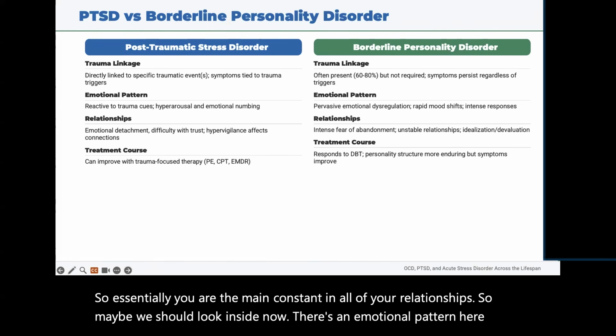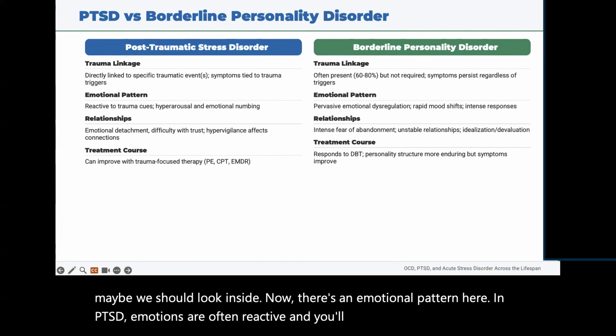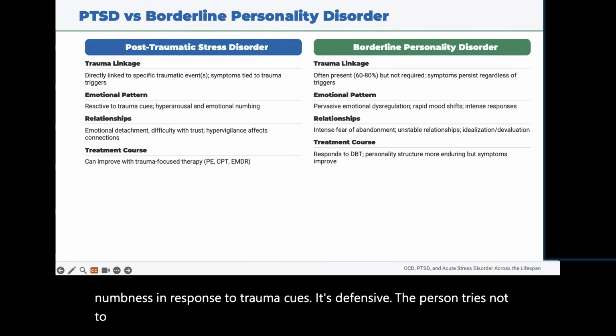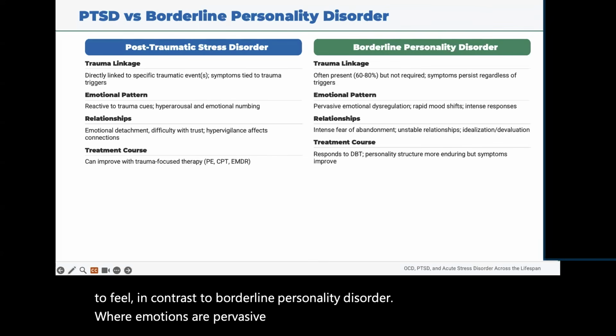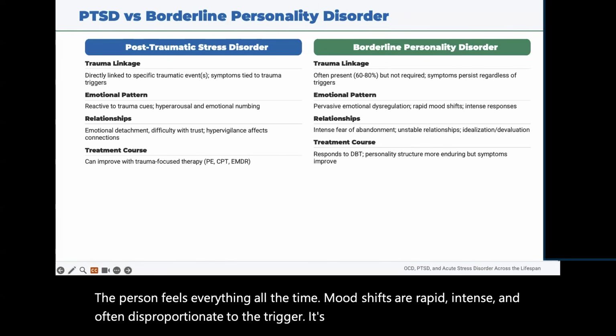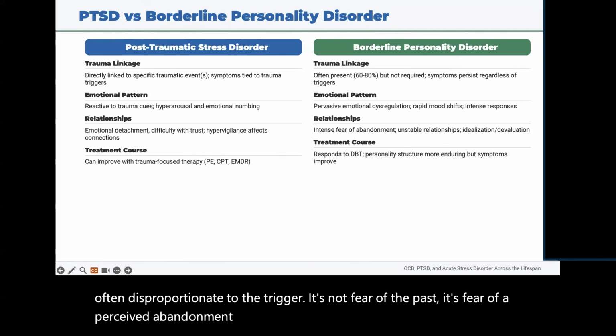In PTSD, emotions are often reactive, and you'll see spikes of fear, guilt, numbness in response to trauma cues. It's defensive. The person tries not to feel. In contrast to borderline personality disorder, where emotions are pervasive and unstable. The person feels everything all the time. Mood shifts are rapid, intense, and often disproportionate to the trigger. It's not fear of the past, it's fear of a perceived abandonment in the present. That's the construct of borderline.